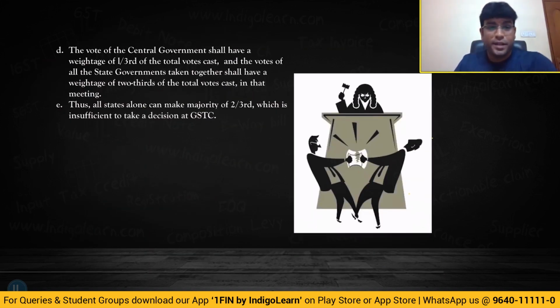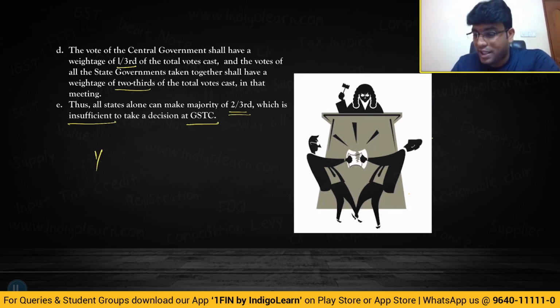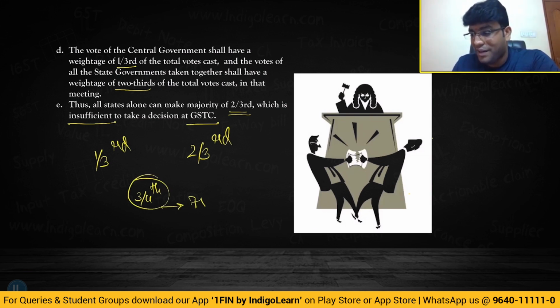Come on, see this, very important. The vote of central government is how much? 1/3. And all states together is 2/3. Thus all states can make majority of only 2/3, which is insufficient to make a decision at GST Council. Because central weight is 1/3, state weight is 2/3. But we want a majority of 3/4. That's nothing but 75%.